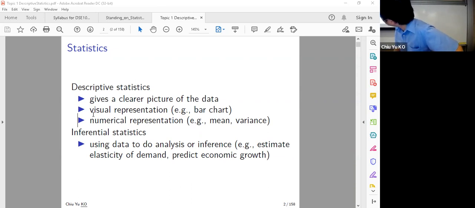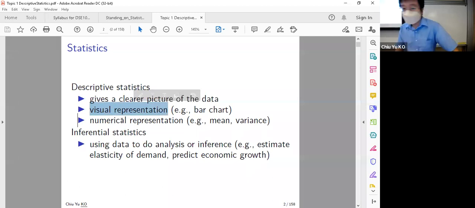So for today, we will talk about visual representation and numerical representation. The visual one you face every day, you see a lot of charts, so we're not going to spend time on it. We'll just go over it very briefly and focus on numerical representation, which some of you may be less familiar with because of so many different measures.